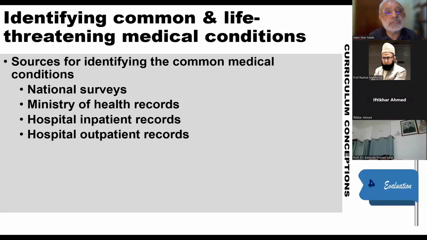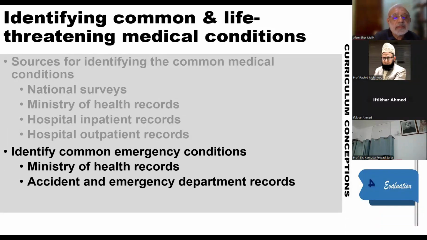Now, how to identify the common and life-threatening medical conditions? There are a number of sources which can be used, like national surveys, Ministry of Health records, hospital inpatient records, or hospital outpatient records. These records would help us to identify the common conditions and life-threatening conditions in that particular community or geographical region. Then we have to identify common emergency conditions, which may be obtained from Ministry of Health records or accident and emergency department records.